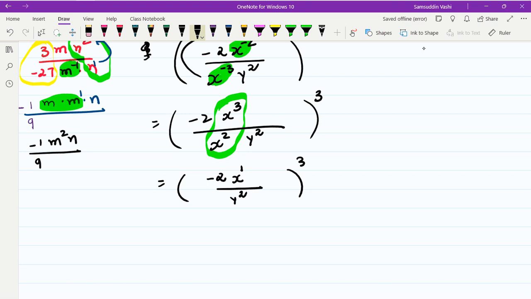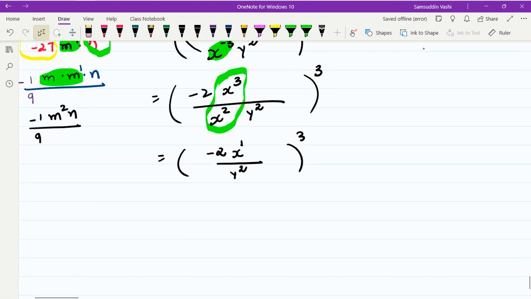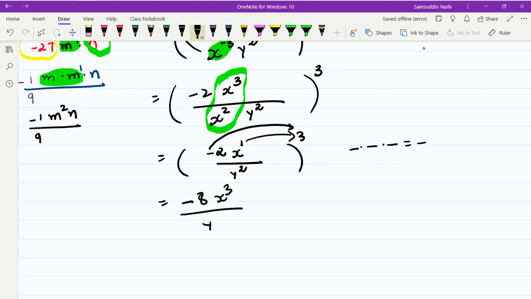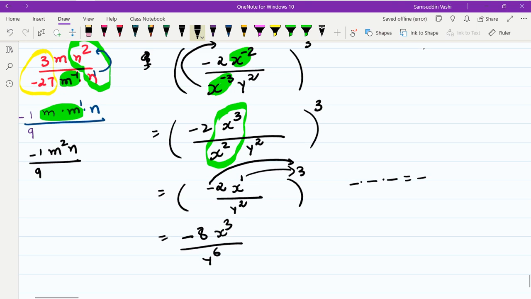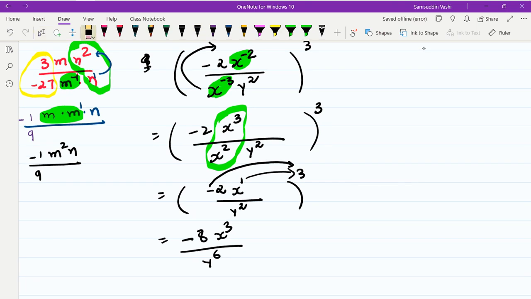Right. So now I will use the exponent. Okay. Negative 2, to the power of 3. Forget about negative 2. Right. We work with the sign, then the number, then every alphabet. So negative cube. It's negative times negative times negative is negative. 2 cube, 8. And x to the power of 3, and y to the power of 6. Okay. So that was number 9.